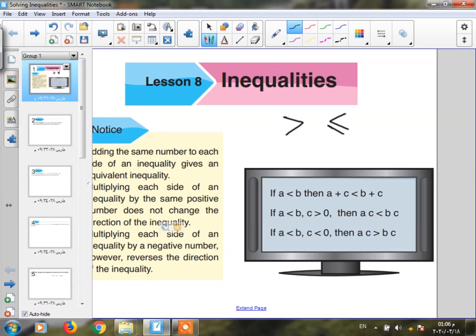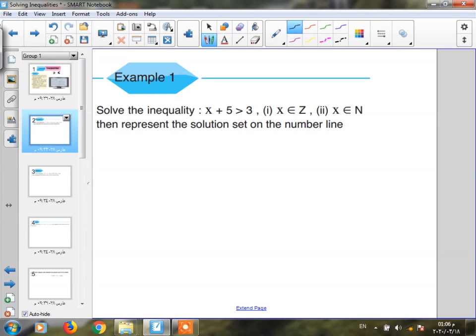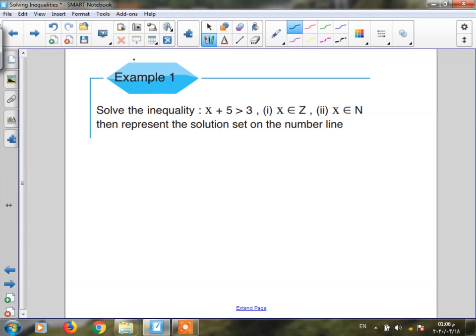Now, if I have an example like this, solve the inequality x plus 5 more than 3, once in Z and the other in natural. Okay. If I start with Z, I will take 5 to the other side, x more than 3 minus 5. So x more than 3 minus 5, it will be negative 2.